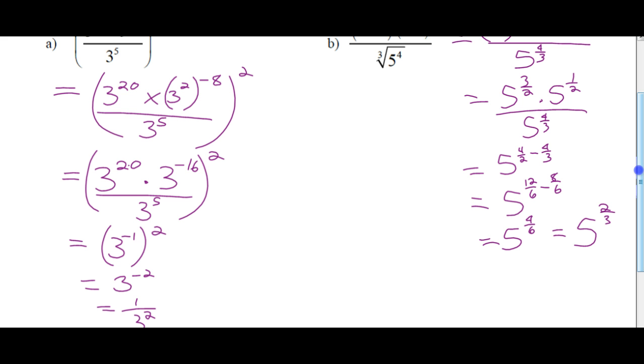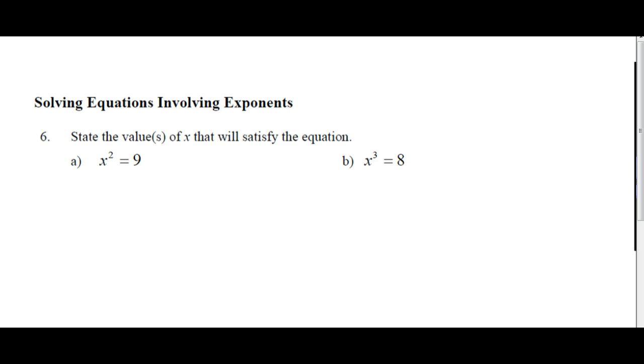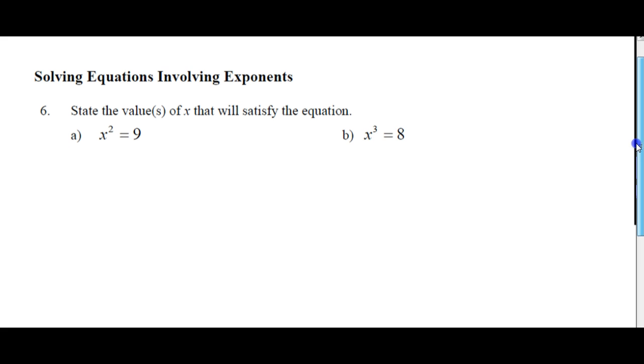Okay. You're generally not going to be doing stuff this complicated, right? But it's kind of a good idea to work a little above the level that's expected, so you can up your game a little. Solving equations involving exponents. So this is something that we kind of have to do, is solve an exponential equation. So if x squared is equal to 9, what value of x, or values of x, will satisfy the equation?